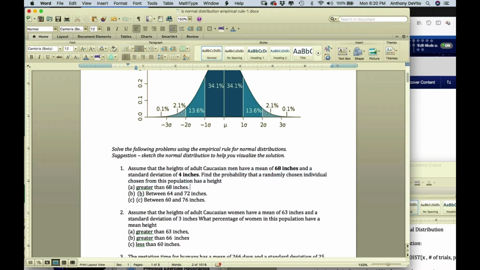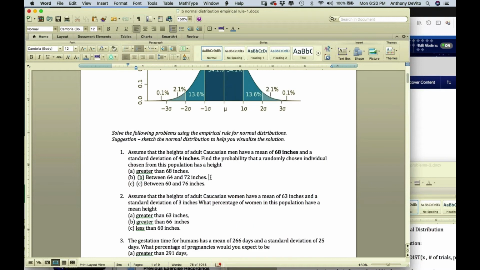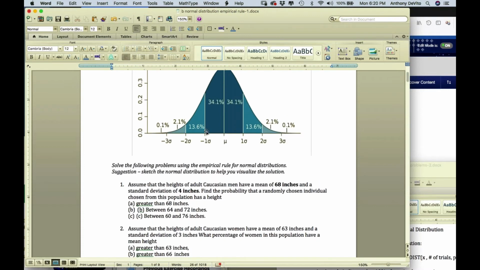What's the probability that a randomly chosen individual from this population has a height greater than 68 inches? Anybody want to attempt that online? Yeah, 50%, exactly, right? If you took a random sample from this population, 50% of the time you would find that they were in the upper half of this population. What's the probability that if you randomly selected someone from this population, their height would be between 64 and 72 inches? 68%. Right, you're right, exactly.